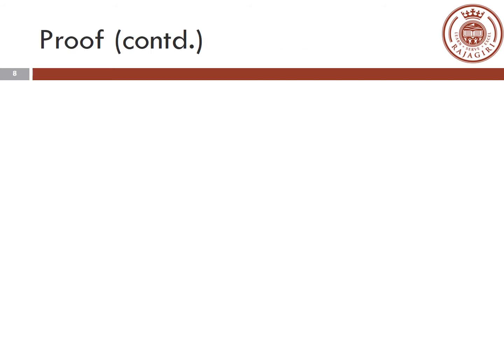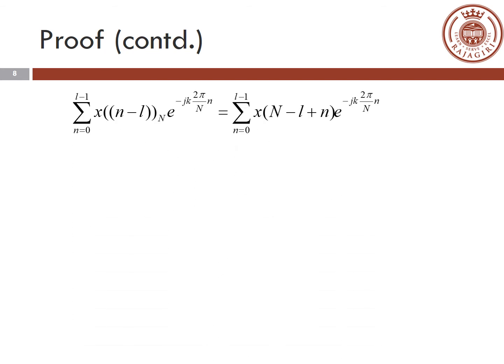Now let's see how the previous equation changes. Here the x of n minus L, okay, this circular time shift by L units. So we know that it can be replaced by a linear time shift as given. So the equation gets modified to this form. Here what we are going to do next is a substitution. Let n minus L plus N be given as m, small m.